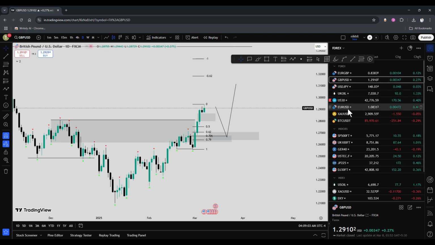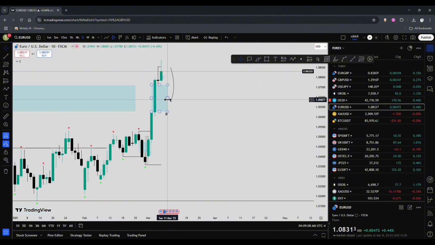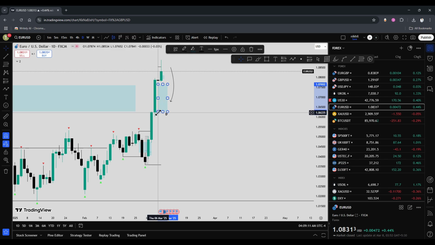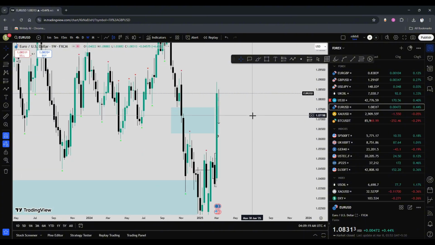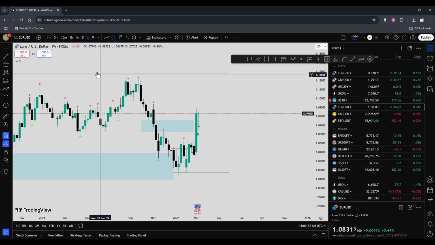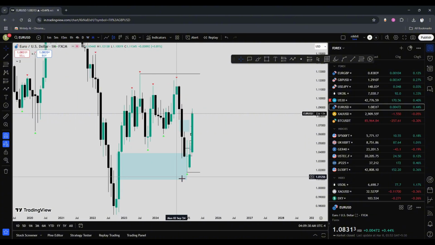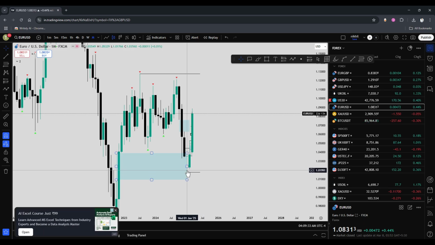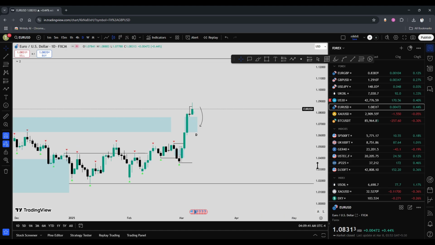Now let's move to Euro USD. On Euro USD, as you can see, we have an immediate daily fair value gap that price can trade in, and then it can go up for this external range liquidity. The price action is almost the same on both charts, GBP USD and Euro USD. Here Euro USD reverses from its monthly fair value gap. We still haven't closed above this monthly fair value gap, but looking at the overall price action, it looks bullish.